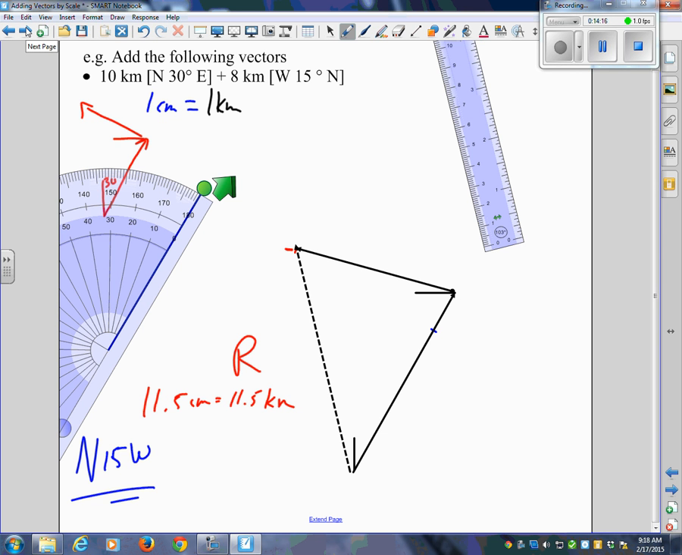Okay, does that make sense? Have I adequately explained how to solve vector problems by scale drawing? What would be the steps? Make your scale, draw the first vector, draw the second vector, draw your resultant and measure. I guess those would be the basic steps. After that, there are more details involved.